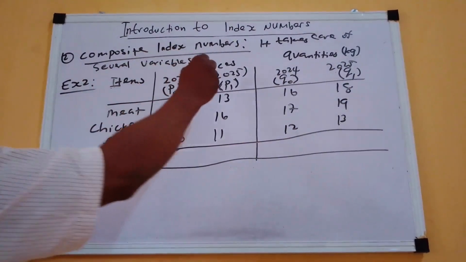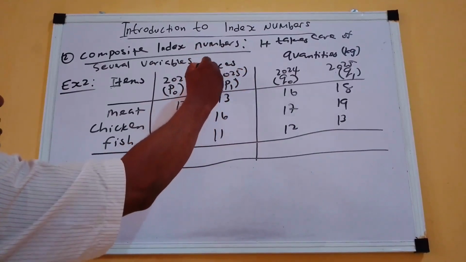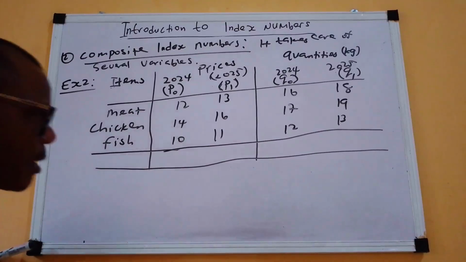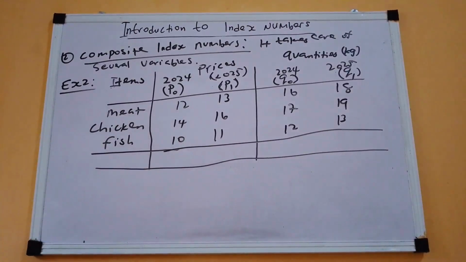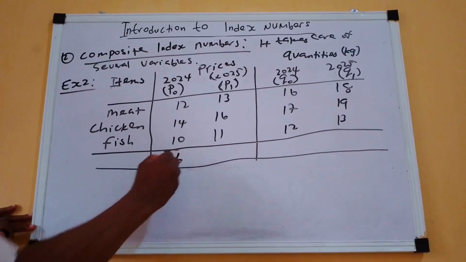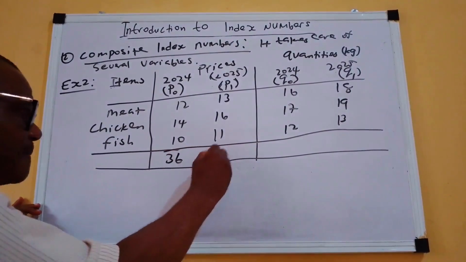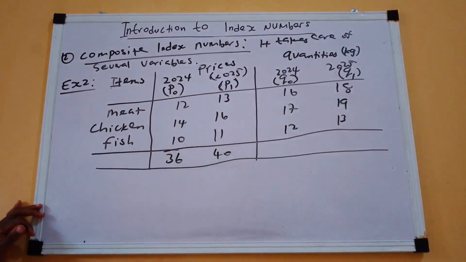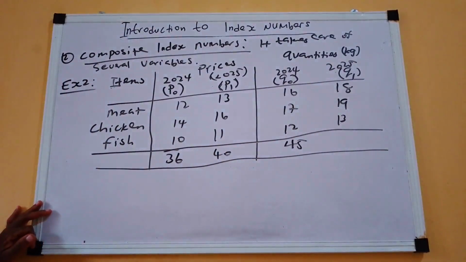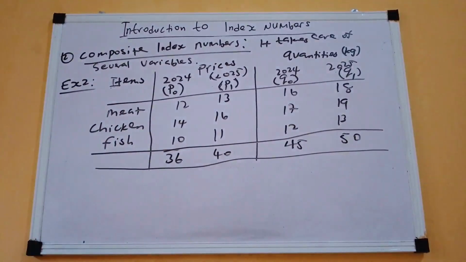So we have the prices and the quantities. Now, the first thing we need to do is to get the totals. 12 plus 14 plus 10 is 36. 13 plus 16 plus 11 is 40. 16 plus 17 plus 12 is 45. Then 18 plus 19 plus 13 is 50. So that is what you have there.